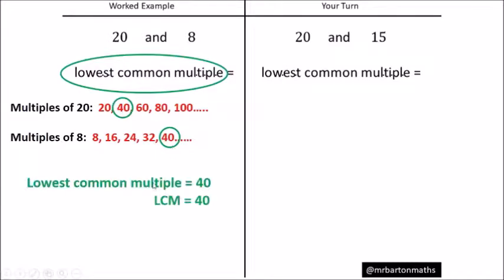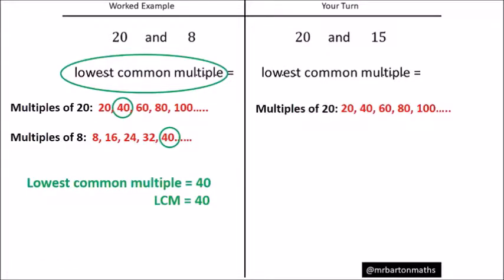So our lowest common multiple is 40, and sometimes that's written as LCM. So LCM stands for lowest common multiple. Okay, so please could you pause the video and have a go at your turn. So you're finding the lowest common multiple of 20 and 15, and then unpause it when you're ready and I'll give you your solution.